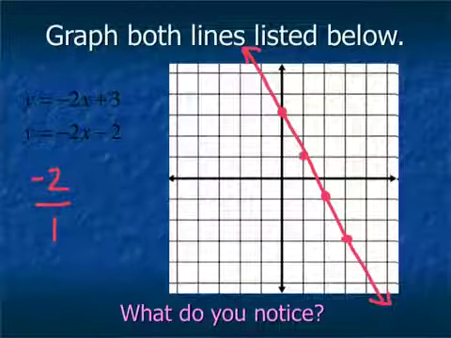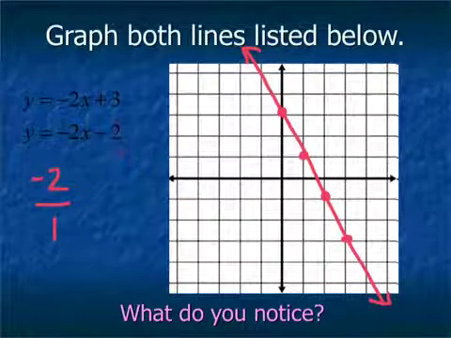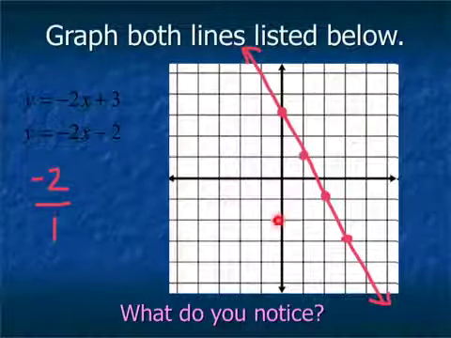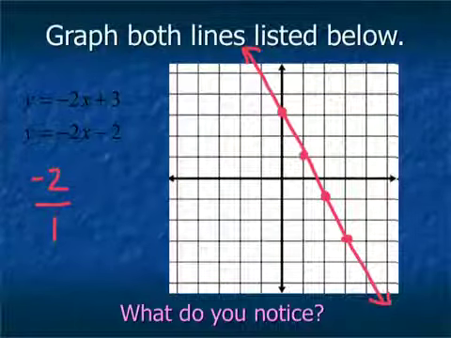My second line is going to start at -2. So I'm going to start right here, at negative 2. And the slope is the same, it's negative 2.